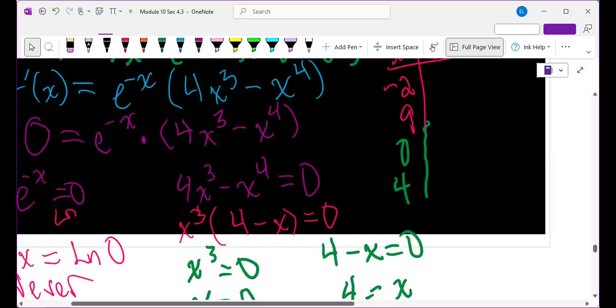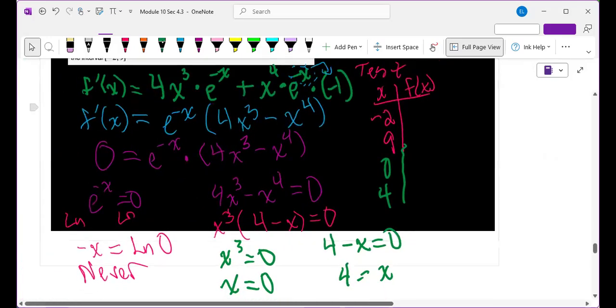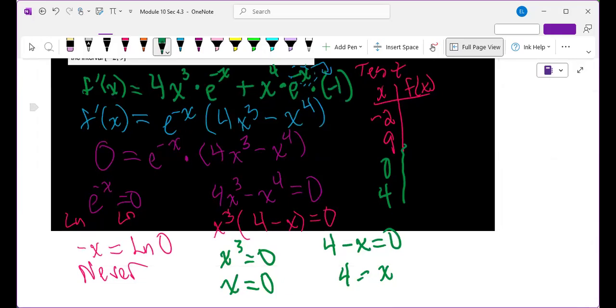And then when I put them on that list, I want to take a moment and check: all right, 0 is between -2 and 9. That one's fine. 4 is between -2 and 9. Okay, I can use both of those. But if we'd gotten like x equals 10, we'd chuck out the 10 because we're not looking at that section of the graph.